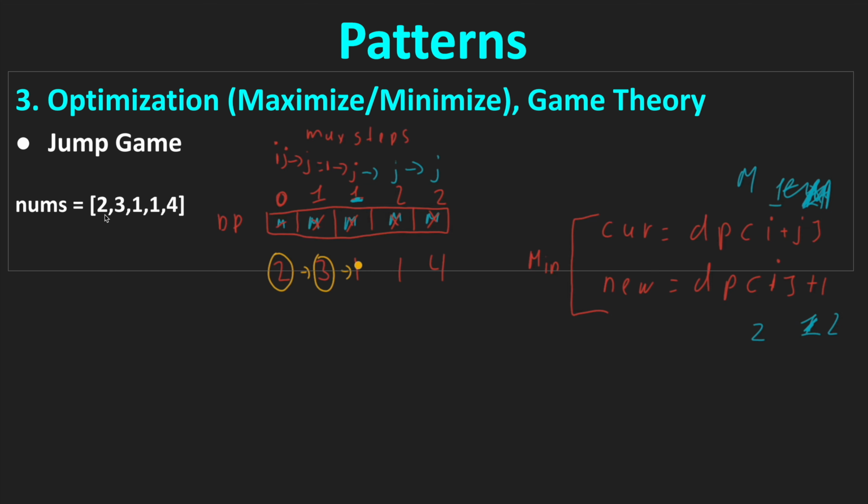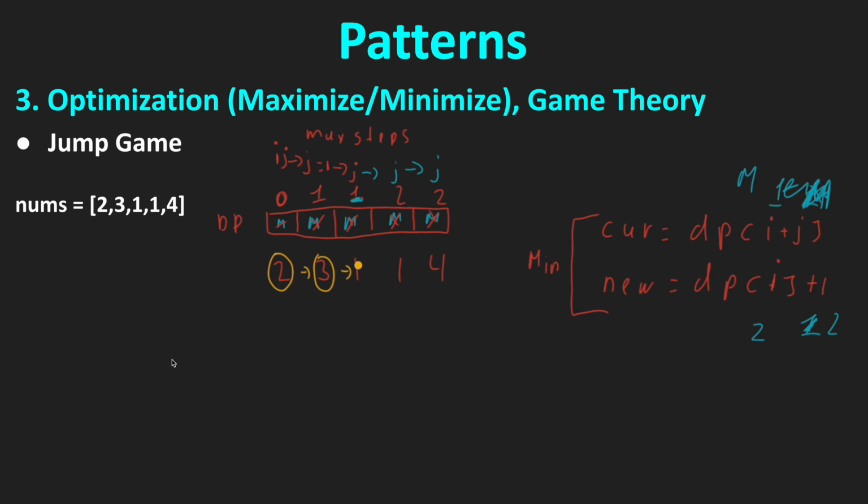In this problem, what we have is an array, and the value at each index represents how many steps we can jump starting from that index. For example, in this case, from index 0, we can jump 2 steps, 1 and 2. And starting from the second index, we can jump 3 steps.